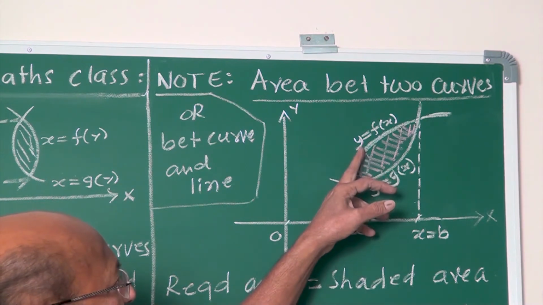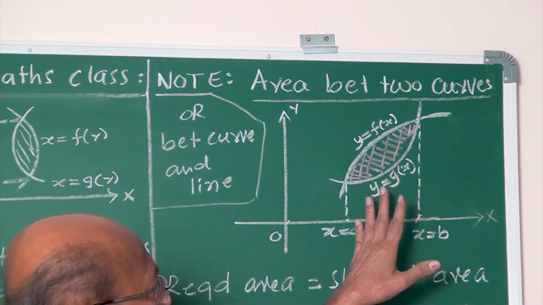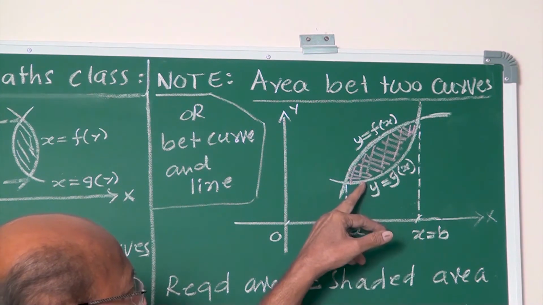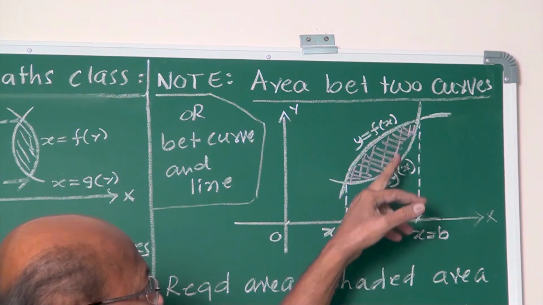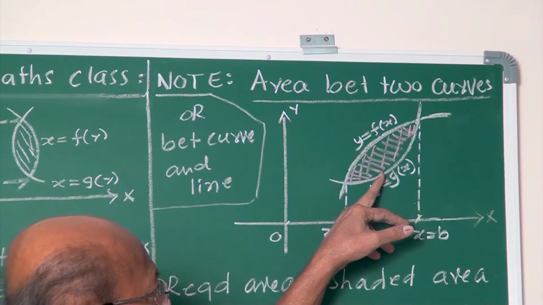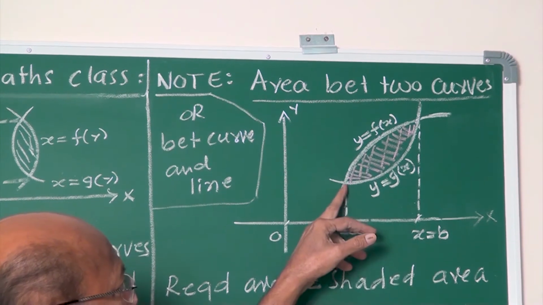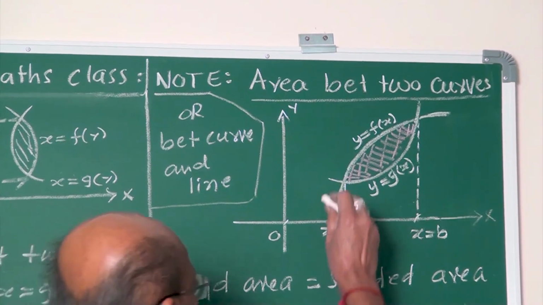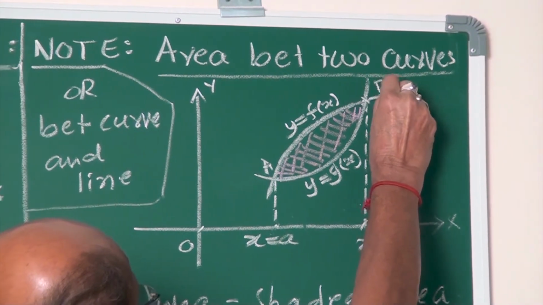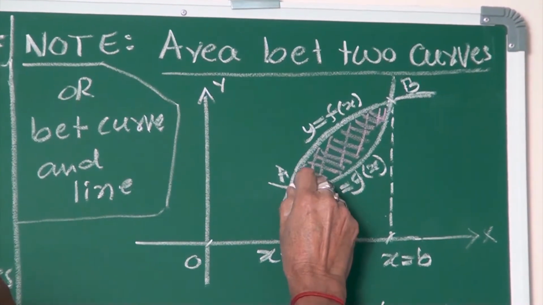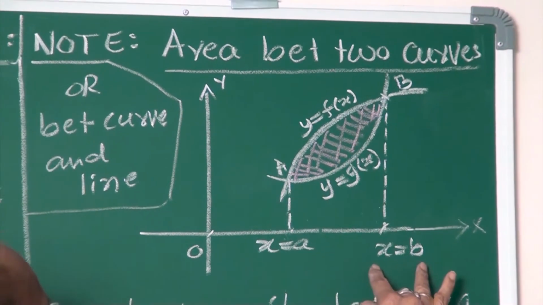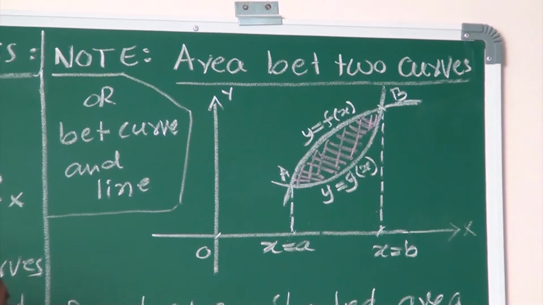Equation of the first curve is y equal to f(x), which is above in the figure. Second equation is y equal to g(x), the lower curve in the figure. This is the upper part of the region, this is the lower part. These are their points of intersection, A and B. This is the ordinate x equal to a, and the second ordinate x equal to b.